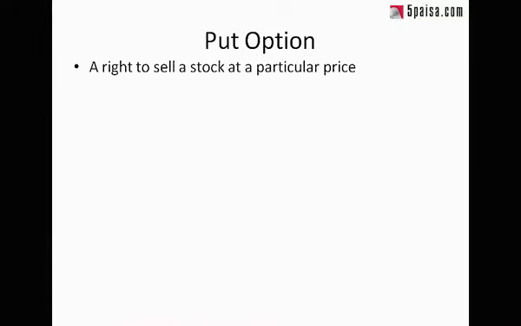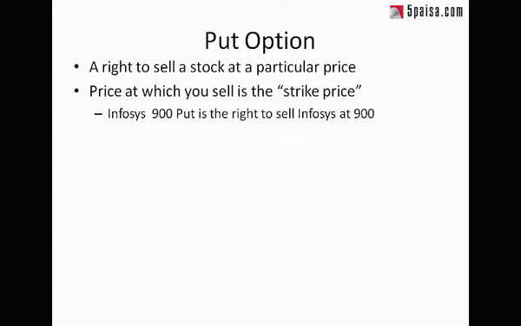A put option is a right to sell a stock at a particular price. The price at which you sell is called the strike price. Infosys 900 put is a right to sell Infosys at 900. Infosys 890 put is a right to sell Infosys at 890.